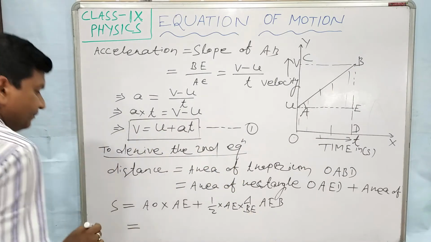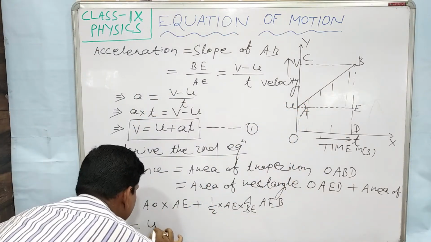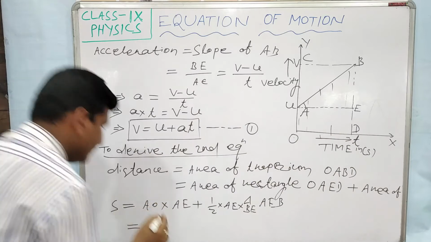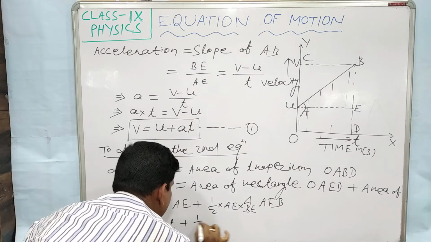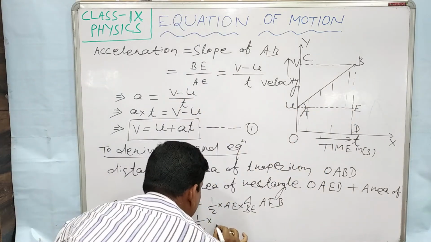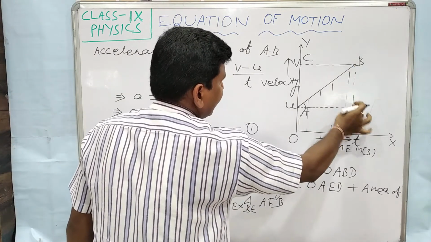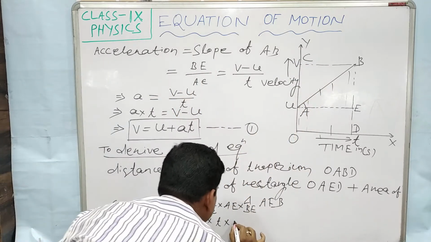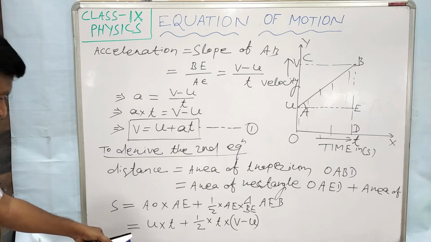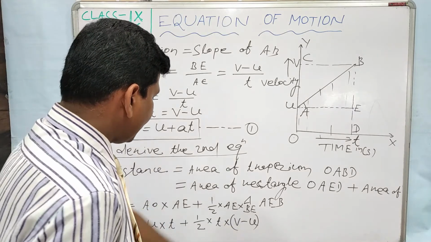So that is equal to AO. Now the distance of AO is U minus 0, means U, into AE. AE is here T minus 0, means T, plus 1 by 2 into AE. Again AE is here T into BE. BE means this side you have to find, so that will be V minus U. So now we are getting S is equal to U into T plus half into T into V minus U.